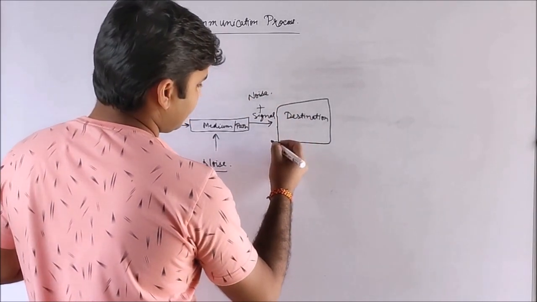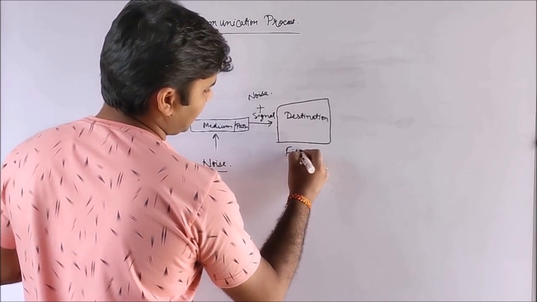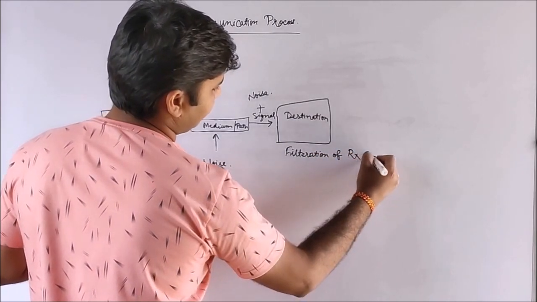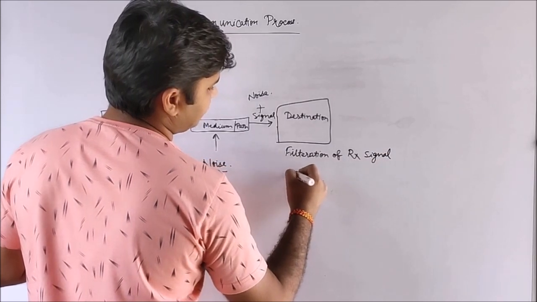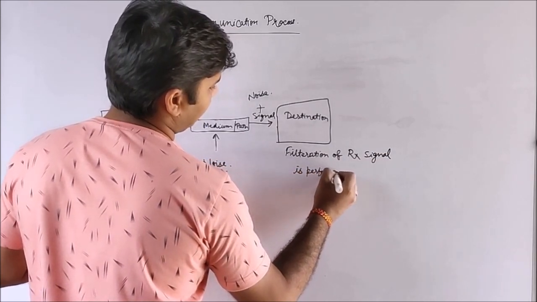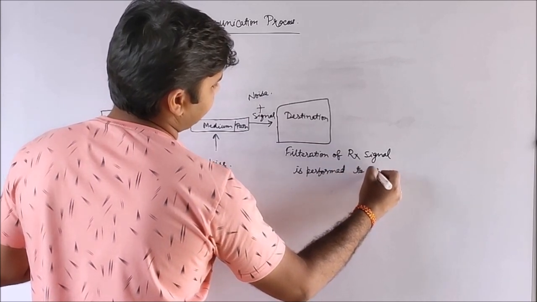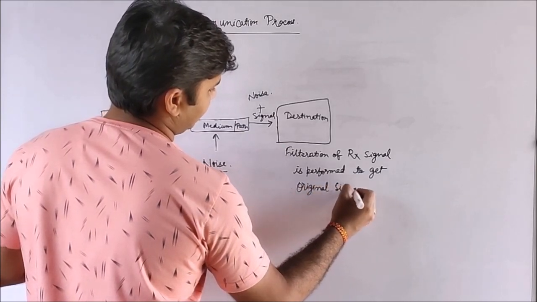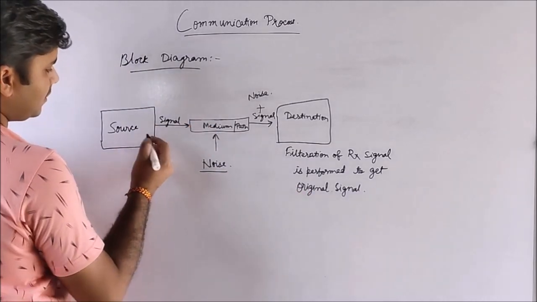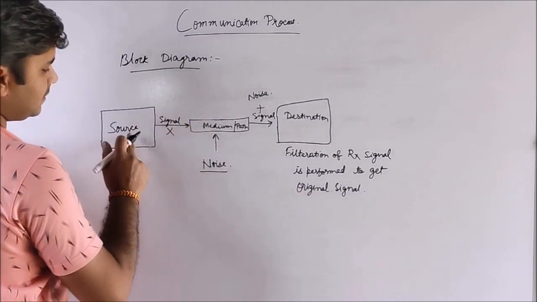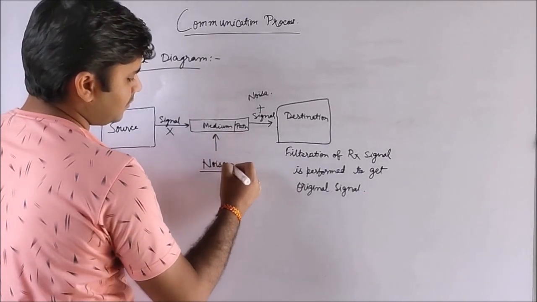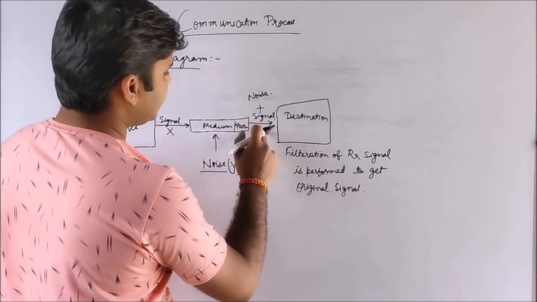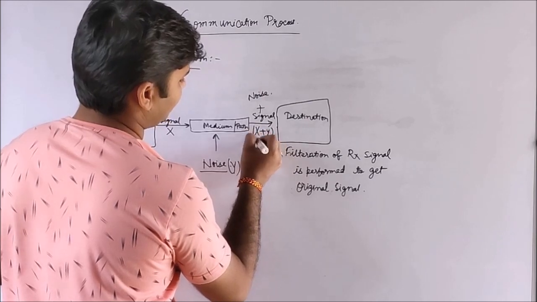Here filtration of received signal is performed to get the original signal. Suppose here a signal X is generated. Some sort of noise Y is added in the medium.